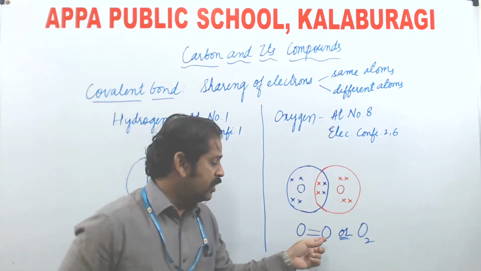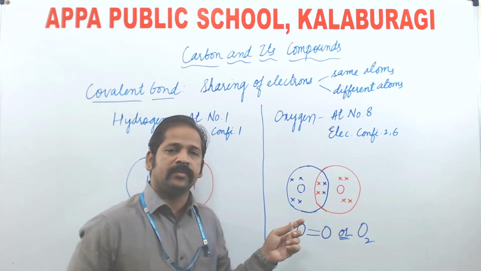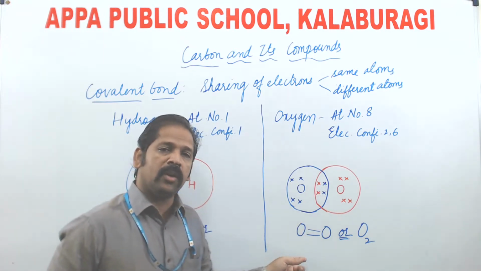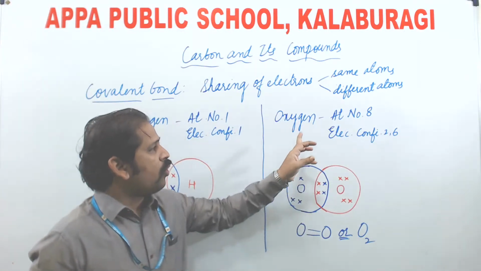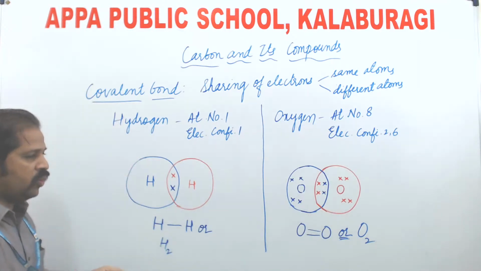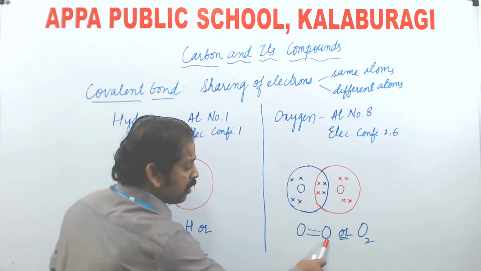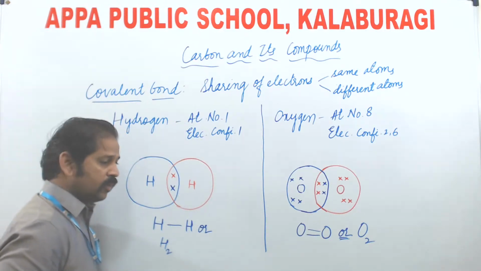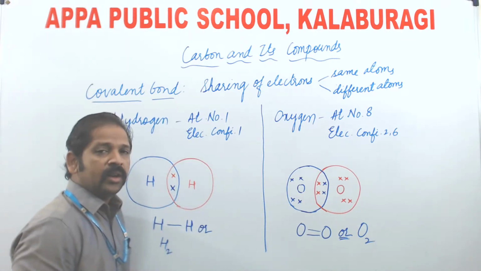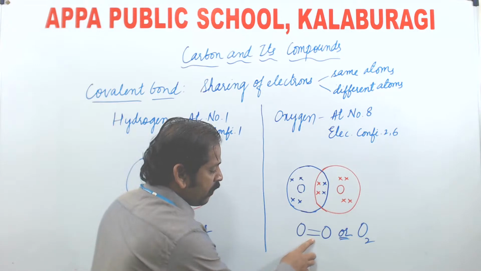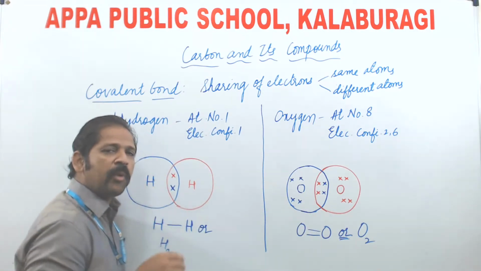Yes, always we should use a double bond wherever the oxygen is there. So this is about the O2. H2, O2: single bond between the two hydrogen atoms and double bond between the two oxygen atoms. Whenever oxygen is bonding with one more non-metal, compulsorily oxygen will go for the double bond. Hydrogen always goes with the single bond.